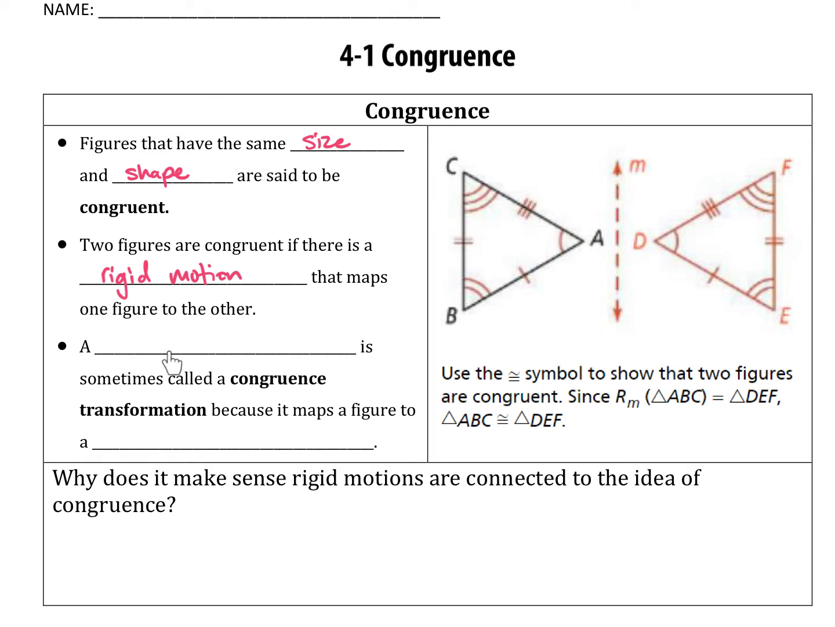One other note here that you're going to see sometimes, in this chapter we might use the word congruence, or the phrase congruence transformation, and that is just another name for a rigid motion, because a rigid motion maps a figure to a congruent figure. So sometimes, instead of rigid motions, we're going to use the phrase congruence transformations.